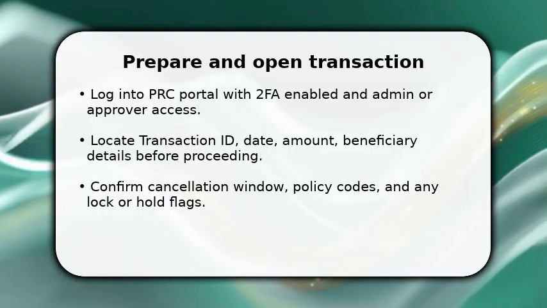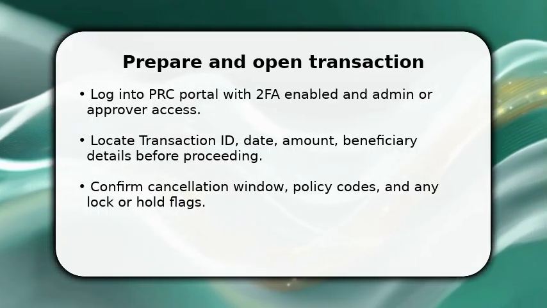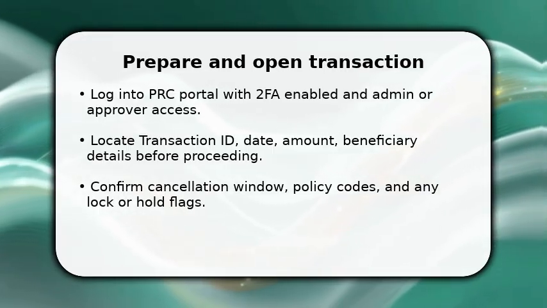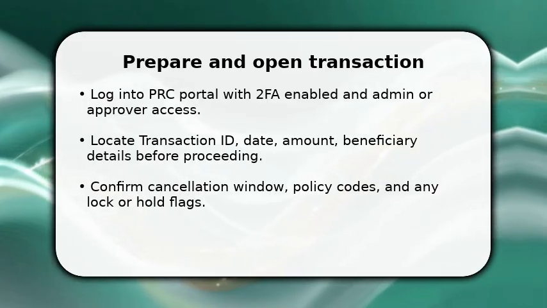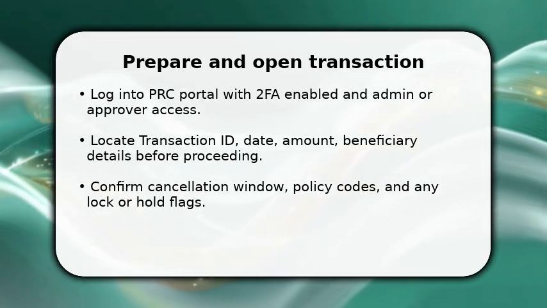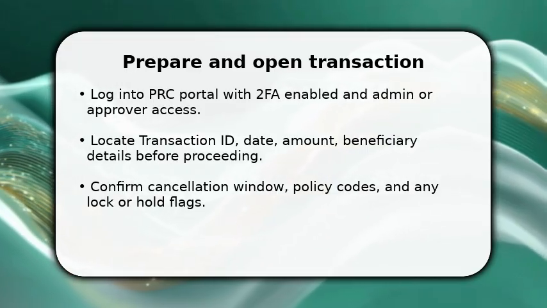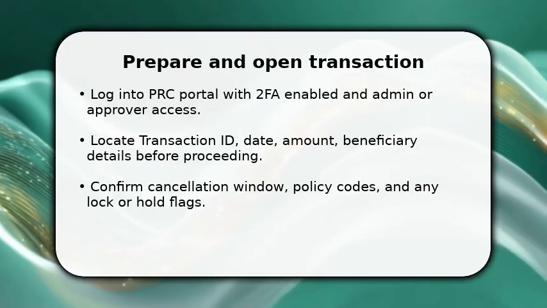Enjoy the video. You start by logging into the PRC portal with your admin or approver account and complete two-factor authentication. Once in, immediately search for the exact transaction ID and open the transaction record so you can see date, amount, and beneficiary. This prevents canceling the wrong item.